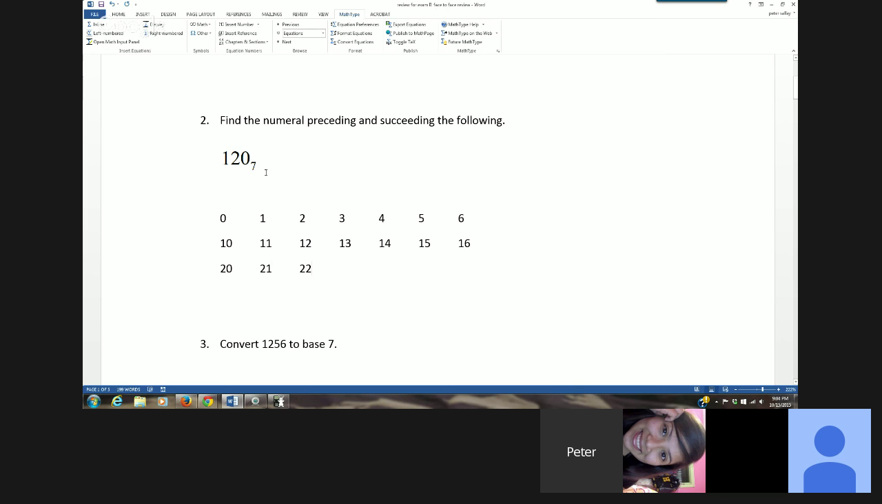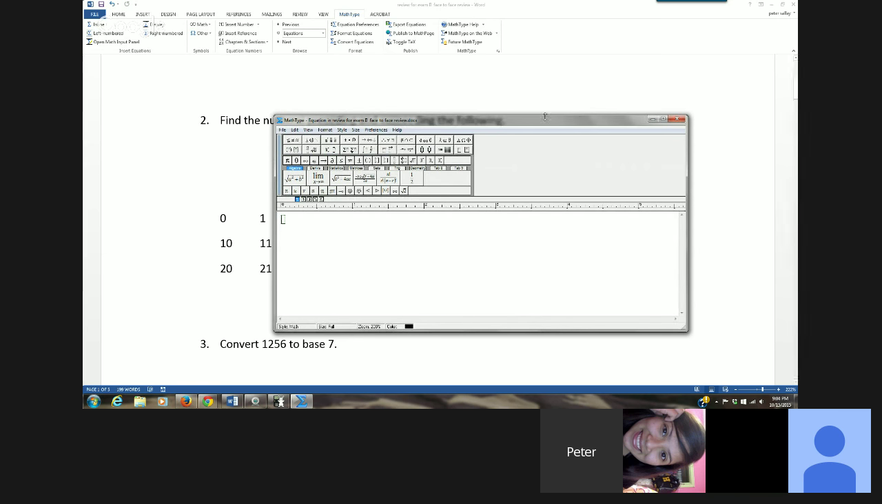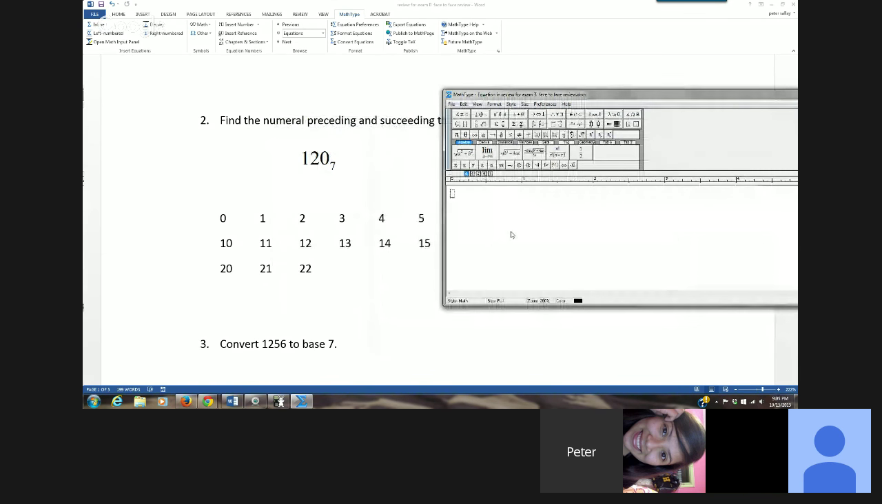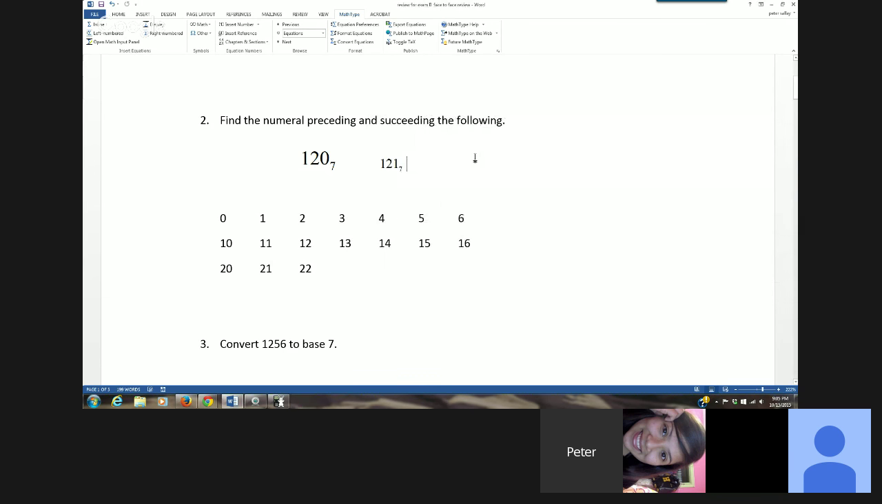So if I want this number and I want the number that's after it, I'm going to go here. Let me insert this. Okay, so the number after it should have a 1, 2, 1, and it should be base 7. So the number after it, or succeeding it, would be 1, 1, 2, 1, base 7.